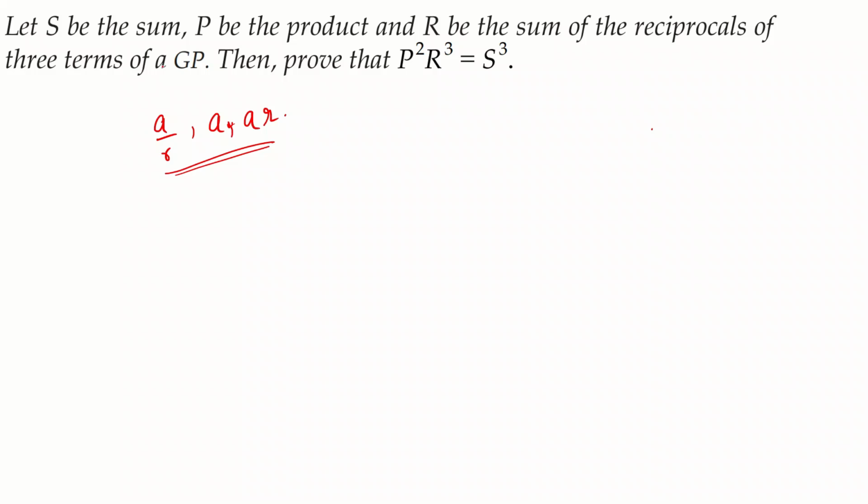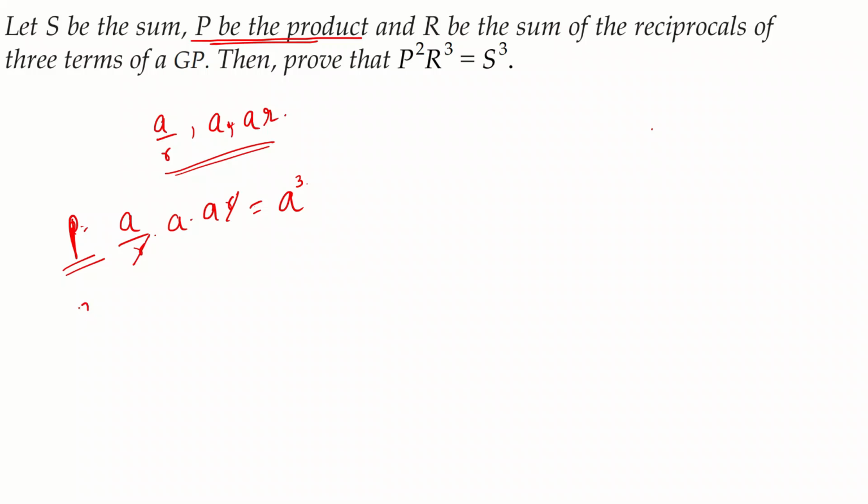So they're saying that P is the product of all these terms. That means P is equal to A by R into A into AR. The advantage is that R and R cancel out and we get P is equal to A cube. That means we are not getting R, we are just getting something in terms of A. So this gives us a bit of convenience because we are only dealing with one variable A and not two variables A and R. So we have got P is equal to A cube.